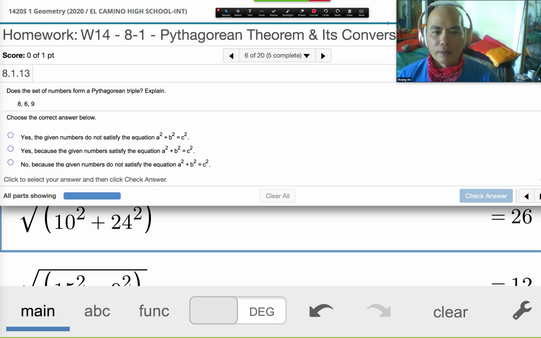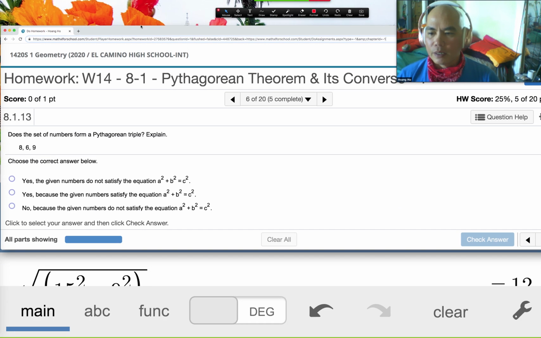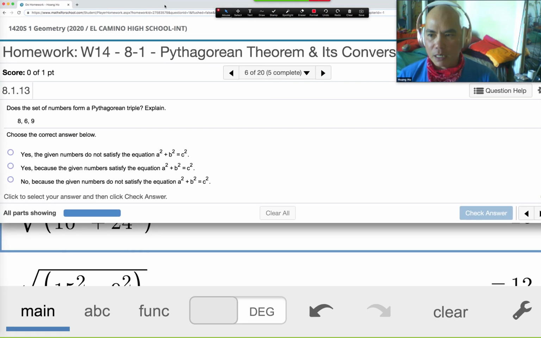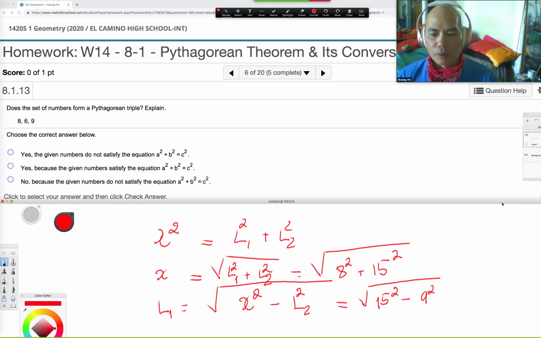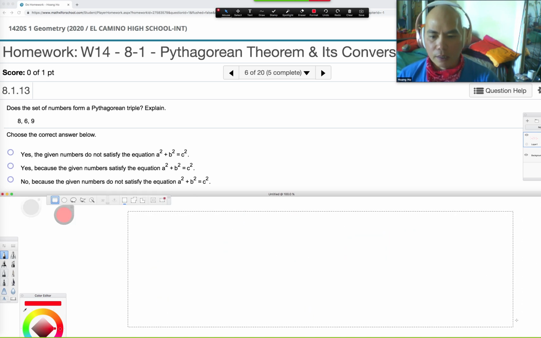Right here, they ask you, does the set of numbers form a Pythagorean triple? So for a triple, the biggest number is supposed to be the measure of the hypotenuse. Let's go over here. I want to get rid of this. All right, get rid of that.